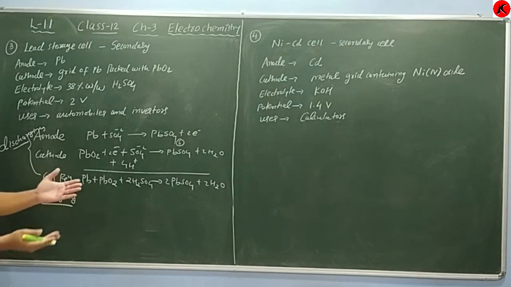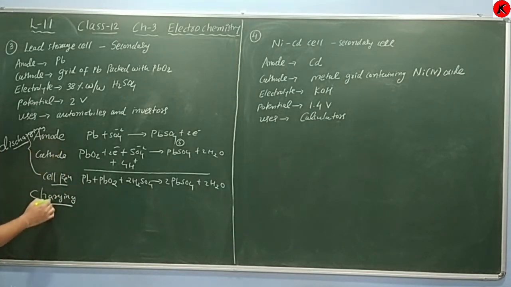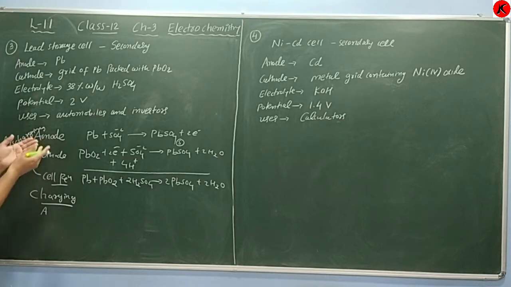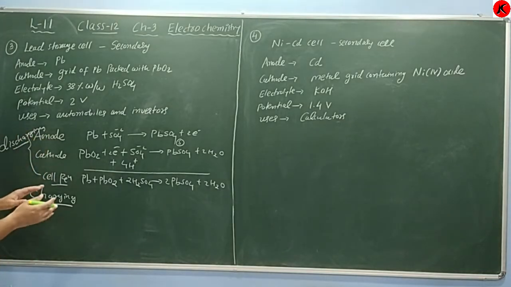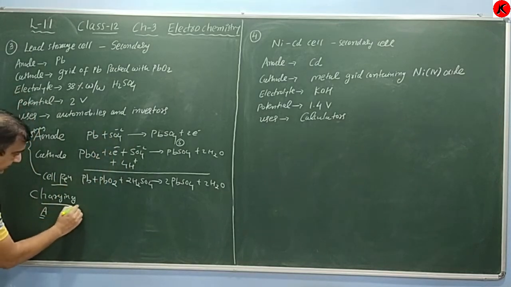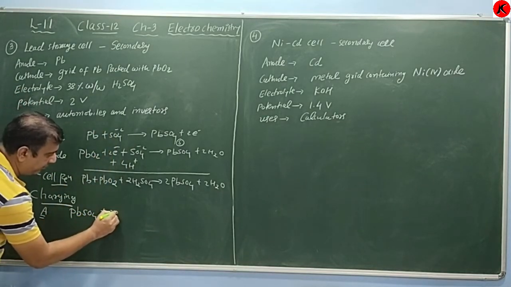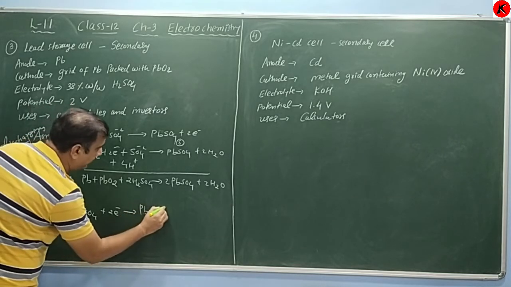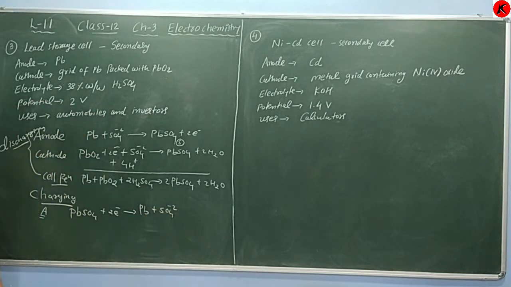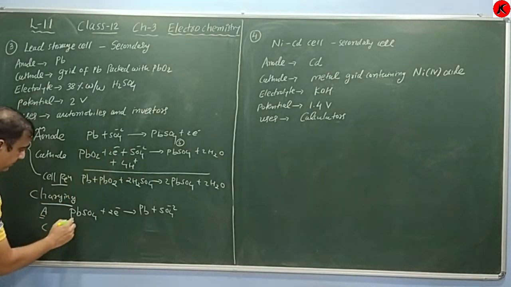When charging is carried out, this reaction becomes reversed. That means this anode actually becomes the cathode. This is the original anode at which the reaction takes place. This will be reversed. That means PbSO4 plus 2 electrons gives Pb plus SO4 minus 2. During charging, it acts as a cathode, remember. And the original cathode becomes the anode, on which this reaction will be reversed.